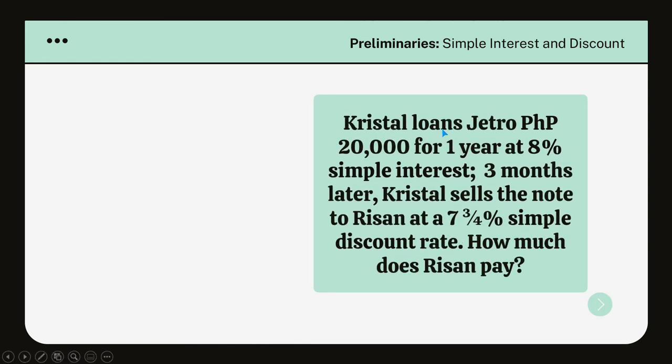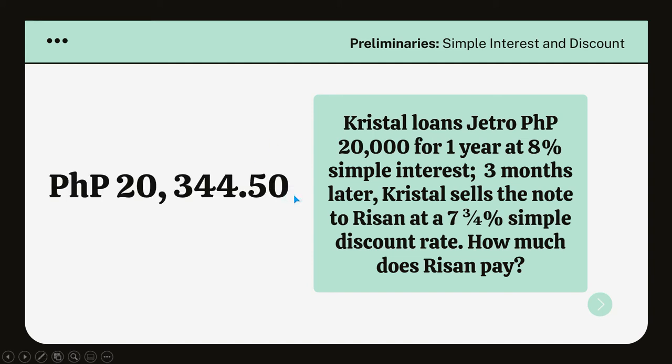Crystal loans Jetro a total of 20,000 for 1 year at 8% simple interest. 3 months later, Crystal sells the note to Rizan at a 7 3/4% simple discount rate. So how much does Rizan pay? The answer is 20,344 pesos and 50 centavos. How were we able to get that?